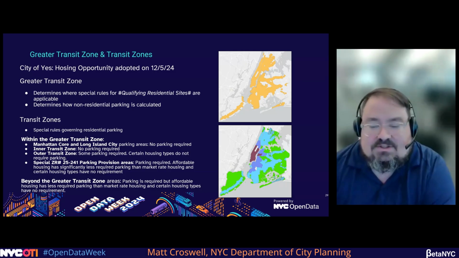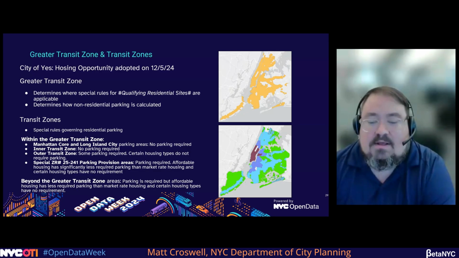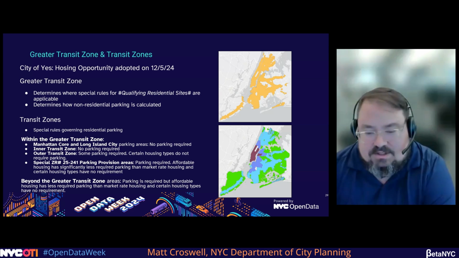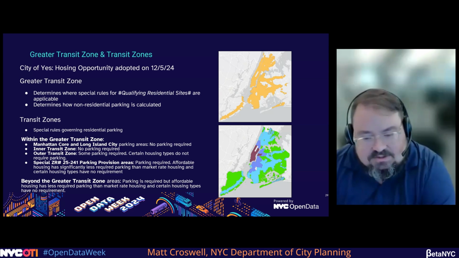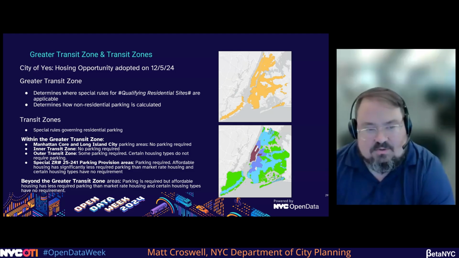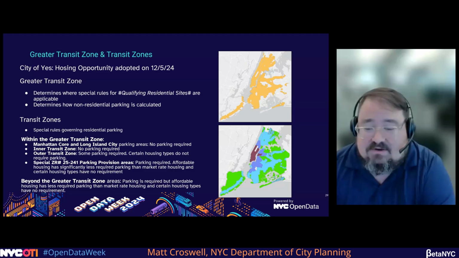The second data set is transit zones. This area determines where special rules governing residential parking are applied. There are 4 subzones, or 4 sub areas, of the Greater Transit Zone, and then another one that's beyond the Greater Transit Zone. The boundaries for the Greater Transit Zone also differ from the transit zones where they overlap with special coastal risk districts. And both of these data sets are available on all of the locations we refer to.